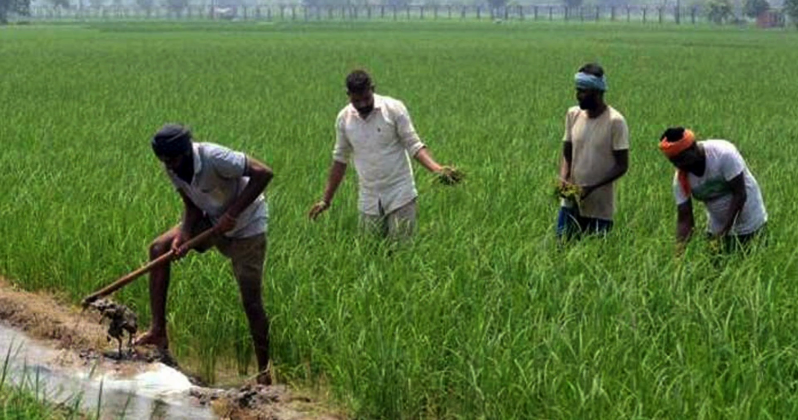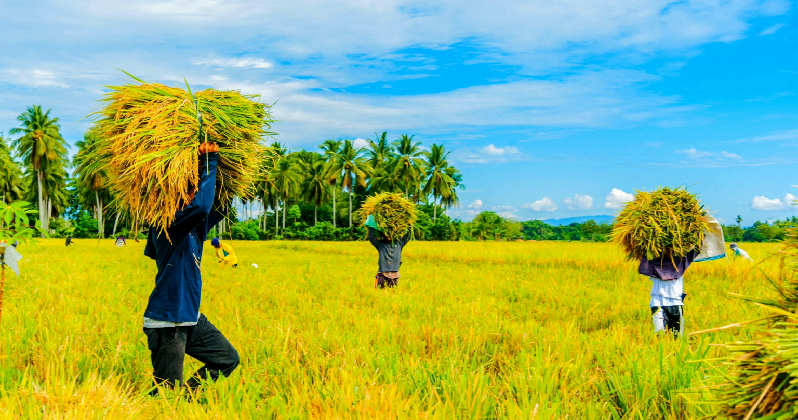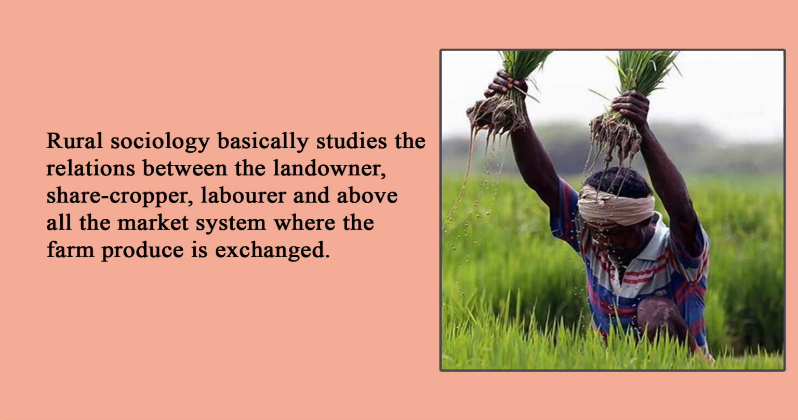The relations between landowner, tenants, and labor are crucial in the process of production from the farm. The reality is that agriculture is the main source of employment and income in rural society. Rural sociology basically studies the relations between the landowner, sharecropper, laborer, and above all, the market system where the farm produce is exchanged.